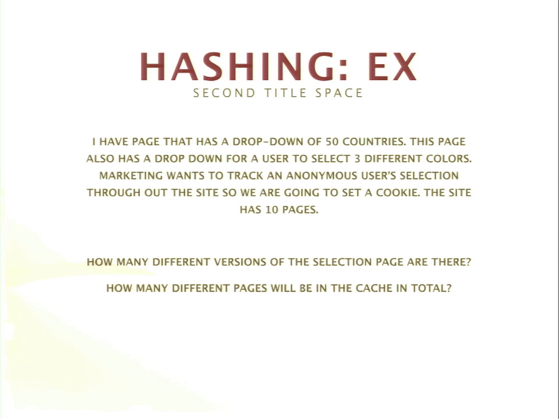I have a page, and this page has a dropdown of 50 countries. This page also has a dropdown for a user to select three different colors, and this is an anonymous user. Marketing wants to track an anonymous user's selection throughout the site, so we're going to set a cookie. The site has 10 pages, and the questions are: how many different versions of the selection page are there, meaning the page with the form on it, and then how many different pages will be in cache in total? Can anyone answer the first question?